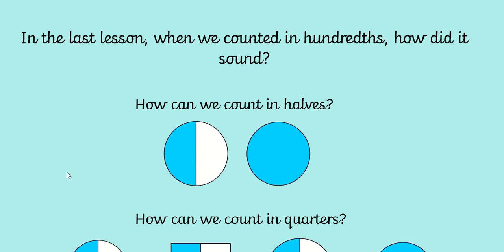So, in the last lesson, when we counted in hundredths, how did it sound? You can count along with me. 1/100th, 2/100ths, 3/100ths, 4/100ths, and it went on like that, didn't it? How can we count in halves? Have a little think about it. Here we've got a picture of a half and a picture of a whole. We could say 1/2, 2 halves. Or we could just say 1/2, 1 whole, and then it would be 1.5, 2, 2.5, 3.